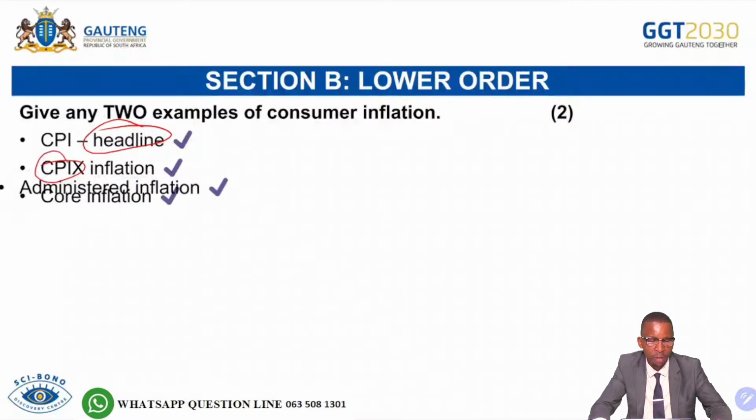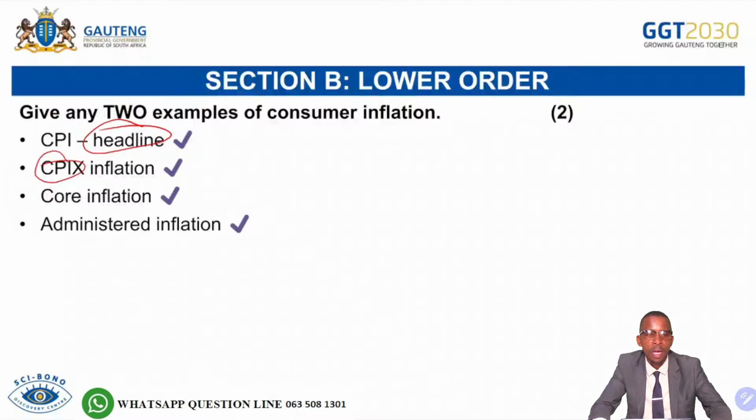And then the last one, we have administered inflation. This inflation refers to the prices that have been adjusted or administered by the government for specific goods and services, such as the municipal rates controlled by the government, water supply, electricity, etc. They are part of administered inflation.